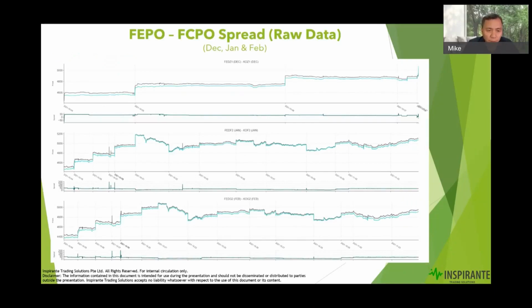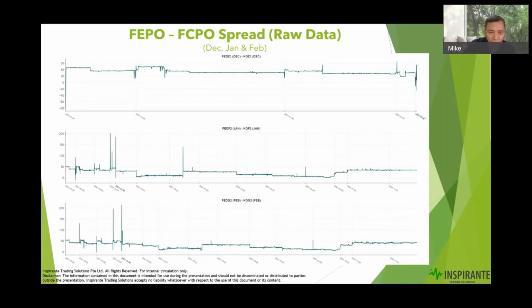Now, basically, you can see a very tight relationship, given the narrow band between the two. This is basically using the FEPO December minus the FCPO December, and then I got this chart here. The second chart is obviously Jan, and finally the February. It's not immediately clear here, but I presented the spread points on the chart as well. As you can see, the ranges are rather narrow.